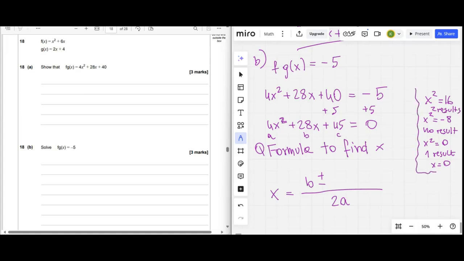Okay? So that's why there is that plus and minus, because one will be most likely positive and the other one negative, but that depends. And then there is a huge square root. And in that square root, we will be having b squared minus 4 times a times c.